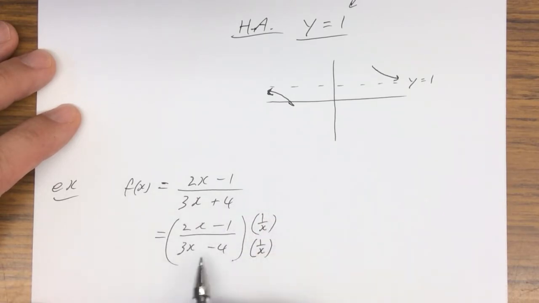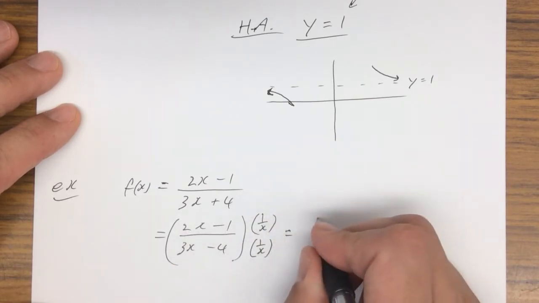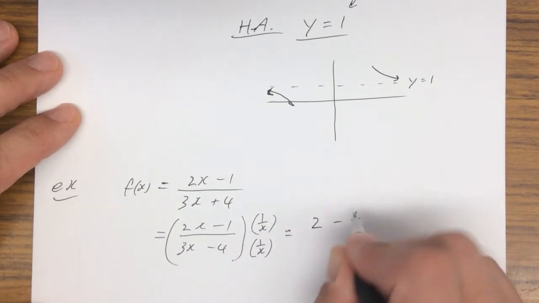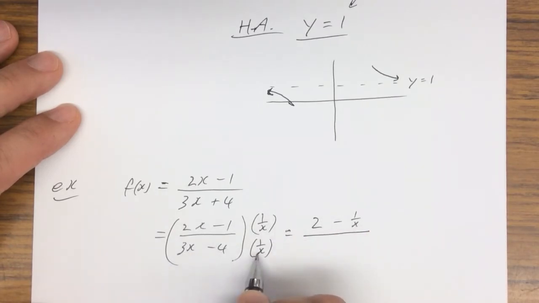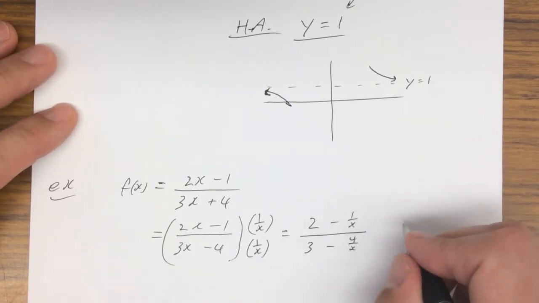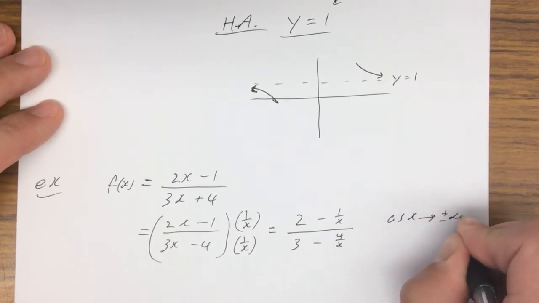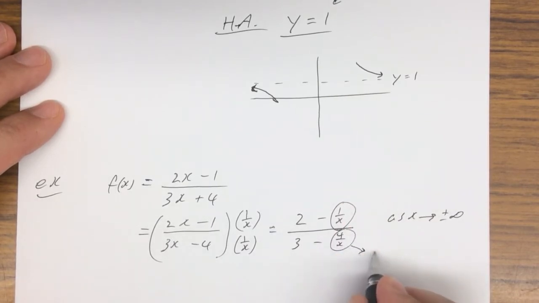And when you multiply that through, you end up with 2x times 1 over x, it's just 2, minus 1 over x, because you're distributing this into here, over 3x times 1 over x is 3, minus 4 over x. Okay? Now, as x goes to plus or minus infinity again, these pieces here tend to 0. That goes to 0 and that goes to 0 as x goes to infinity.